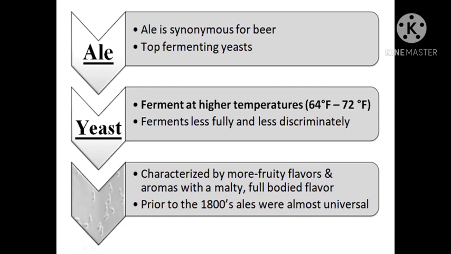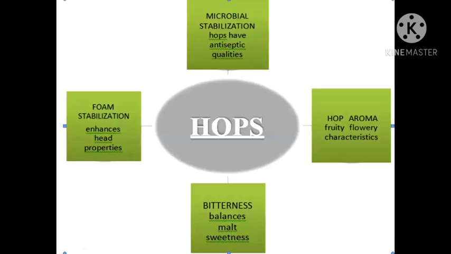Moving towards the next slide, you can see on the screen the hops. Hops are a very important component and a very good ingredient in making beer. For microbial stabilization, hops have antiseptic qualities, as it is written over here. Hops have different kinds of qualities.